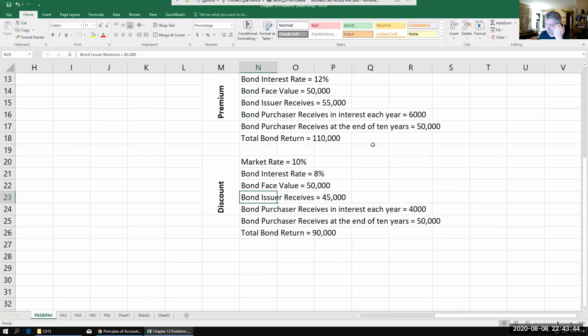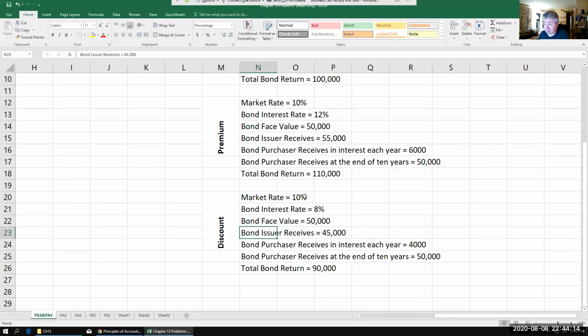And so what that means is we do have to pay back, even though we only got $45,000 for it, we have to pay back $50,000. It's a $50,000 bond. We're paying back $50,000, no matter what we get. So here we've got $45,000 that we received, and we've got to pay $50,000. And we pay $4,000 in interest, and then here the total bond return is $90,000. So again, the investor is going to end up getting less, so they're going to pay less, right? Makes sense.